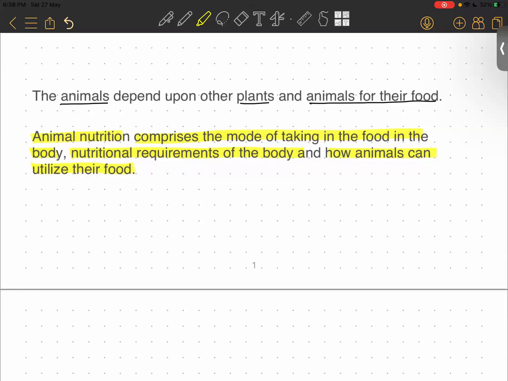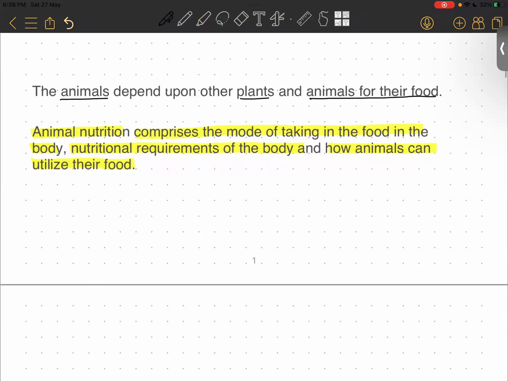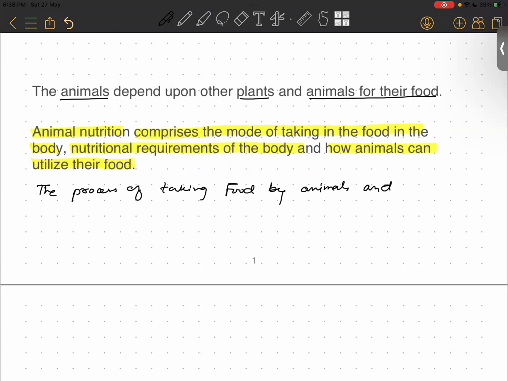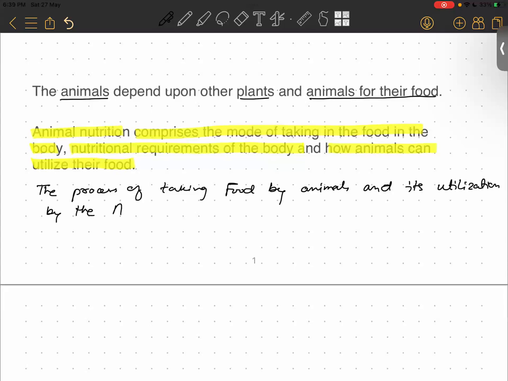So we say that the process of taking food by animals and its utilization by the animal body is called animal nutrition.